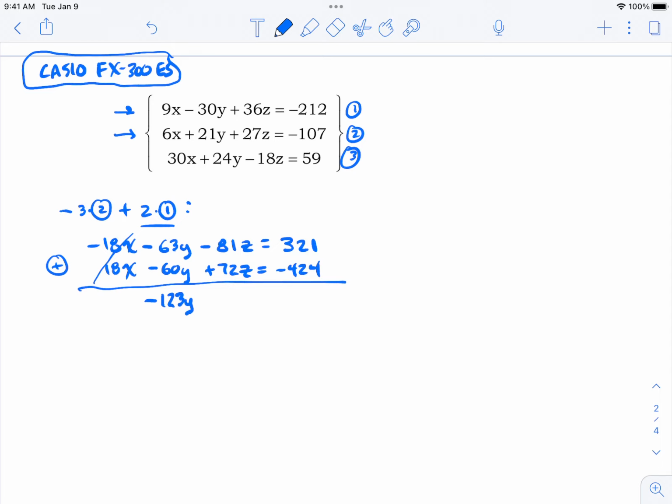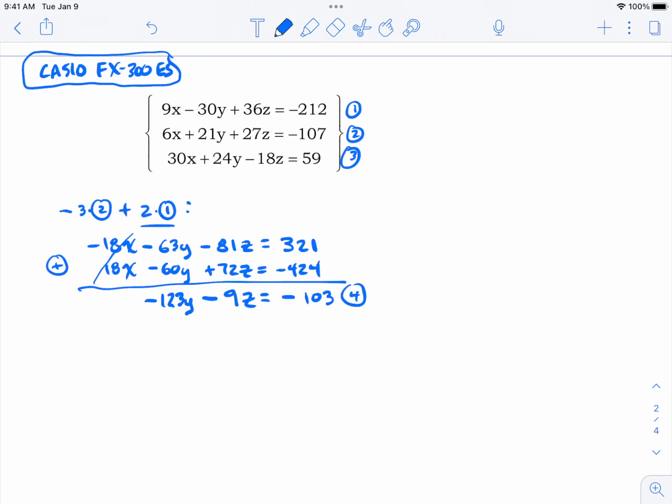Let's see, negative 81, positive 72. Well, if you count from 72 to 81, that's a 9. So that's a negative 9z. And then you have to add these up. 321 minus 424, grab out your calculator if you like, comes out to a negative 103. I really hope I don't make a dumb mistake while I'm doing this. Anyway, x is gone, there's a y and a z. I'm going to call that my 4th equation. Woo!